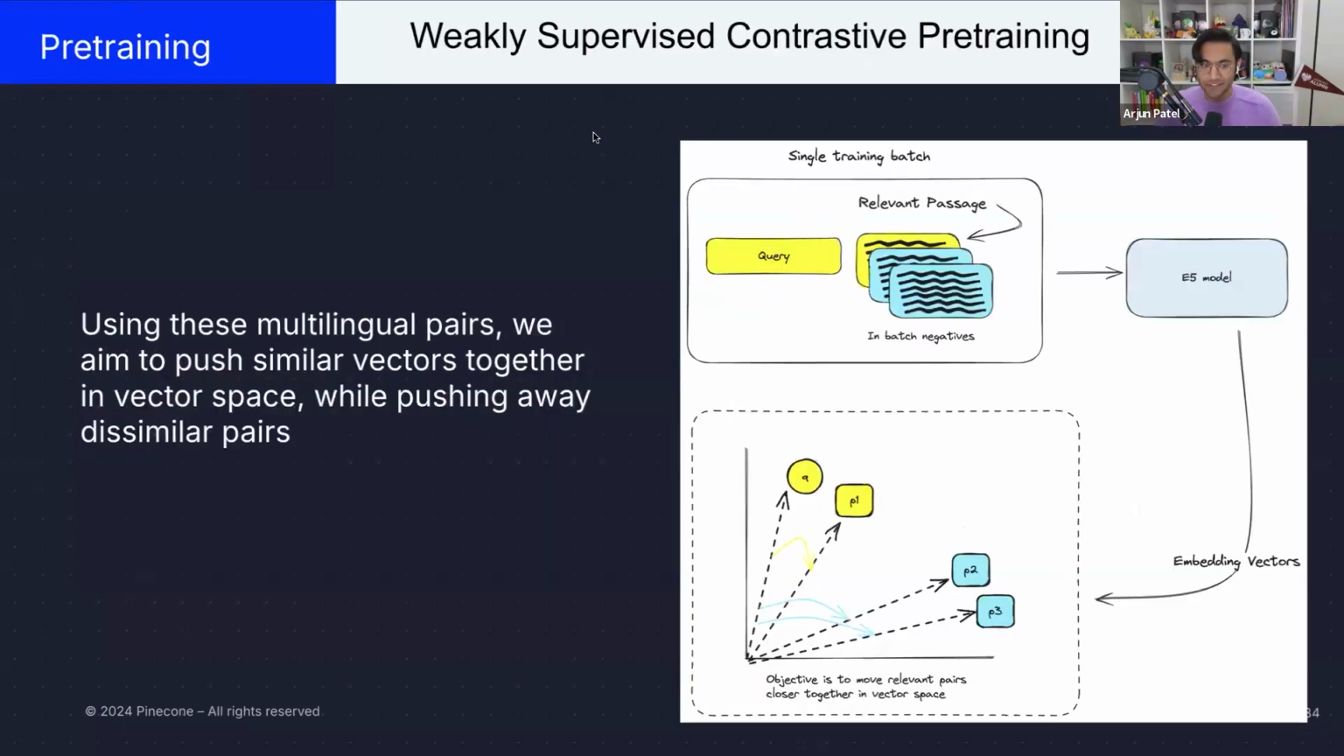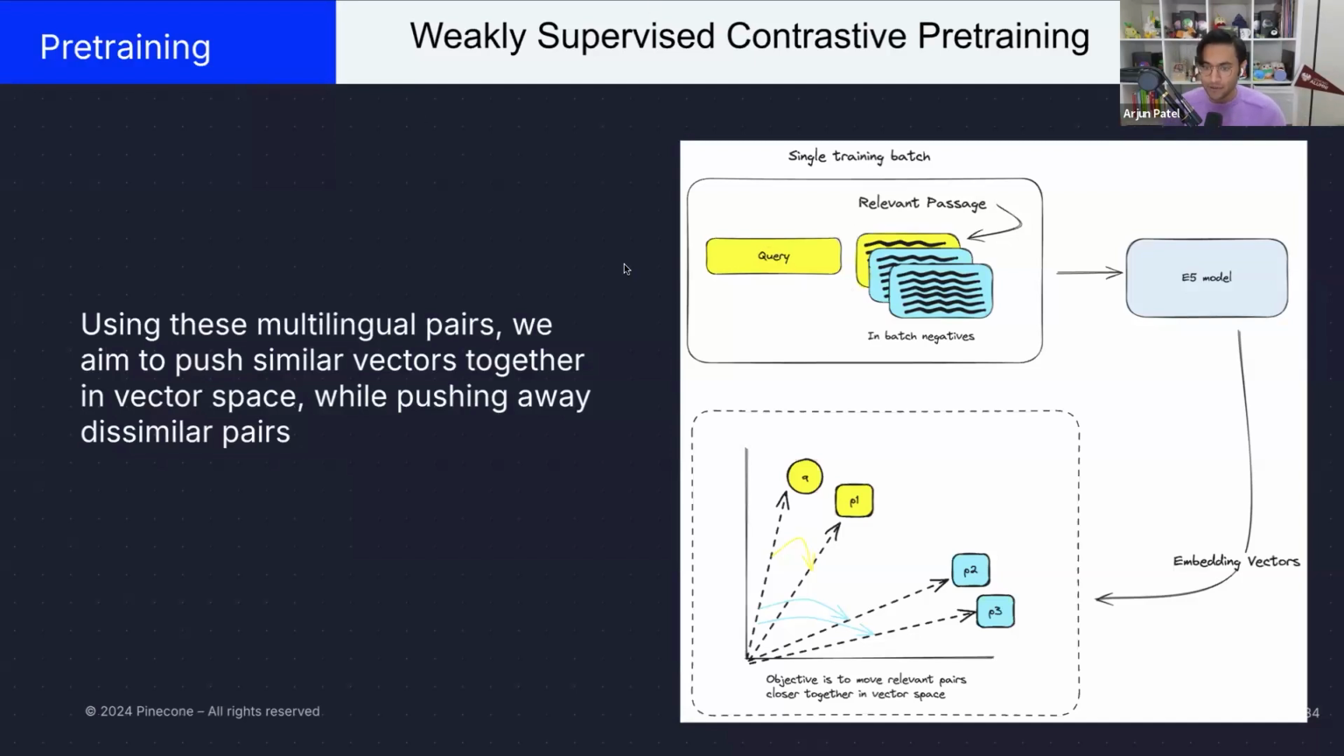The second step is a training methodology called weakly supervised contrastive pre-training, which allows them to push things that should mean similar things or be relevant to one another close together in vector space, while pushing away things that shouldn't be close together in vector space. And they're able to do this type of training to adjust these token level embeddings to these document level ones, which allow you to find things that are relevant.